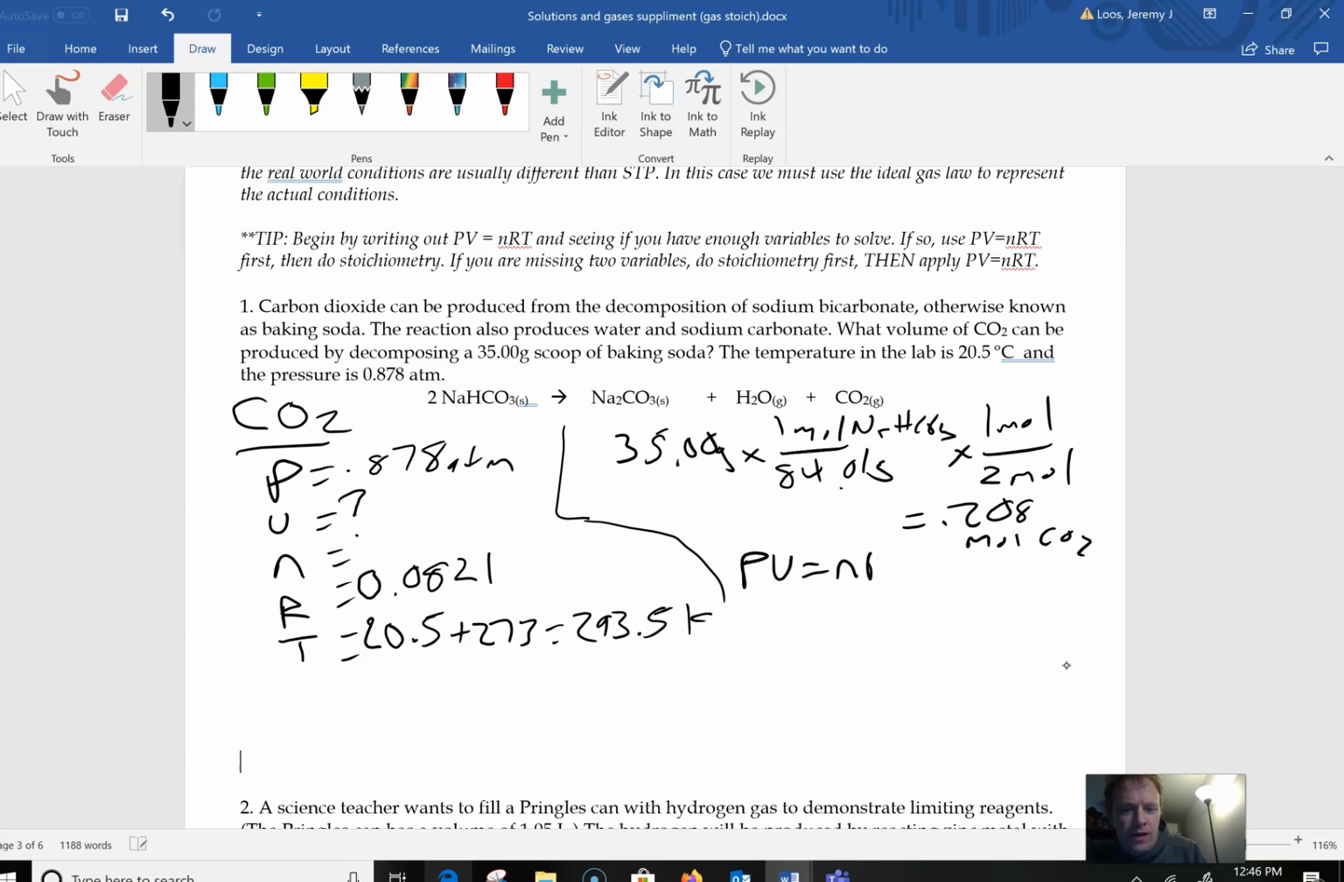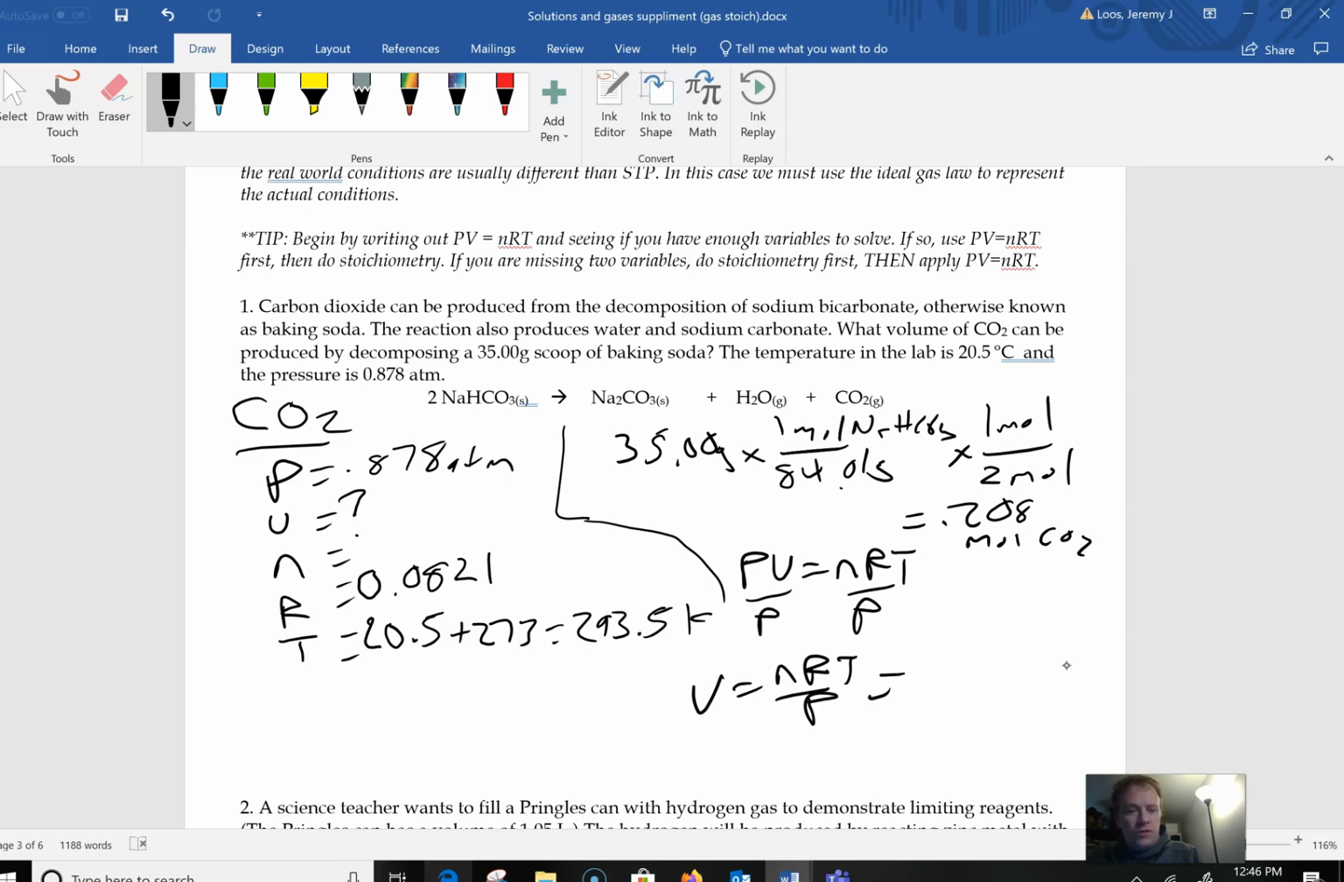What we got to do now is actually just solve this equation. I want to solve it for volume because that's what the question is asking me for. So I divide both sides by P. So V equals nRT over P, and just need to plug in the stuff.